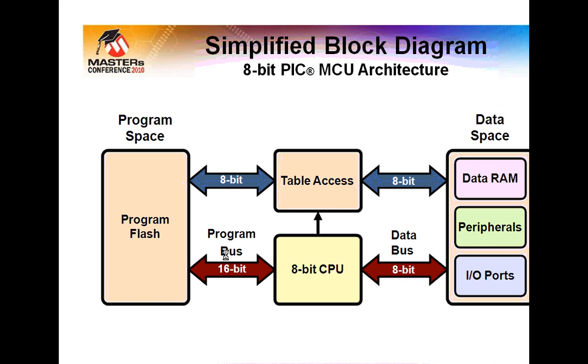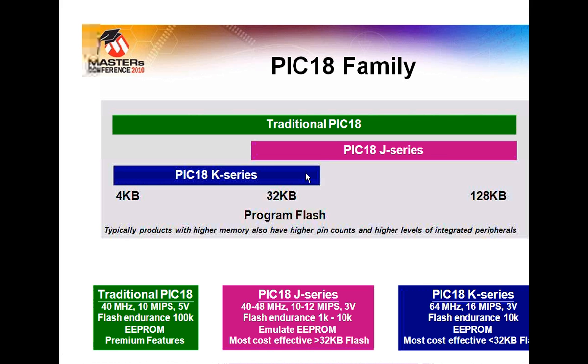Next, the simple block diagram of the microcontroller unit architecture. This is the program memory and this is the data memory, and this is how the CPU executes each instruction, how it is taken from the table. This is the program bus and this is the data bus. This is a Harvard architecture, having two separate buses. It fetches the program in 16-bit but separates it into two 8-bit instructions. It has data RAM, peripherals, and input ports. This is the main block diagram. When coming to the PIC 18 family, there are different series: PIC 18J, PIC 18K, PIC 18F, like that.